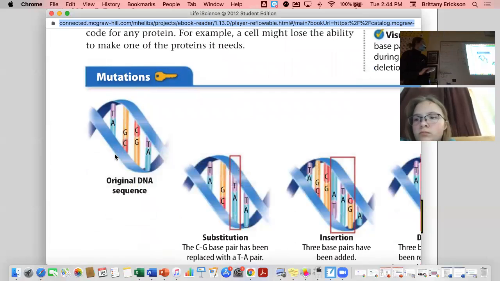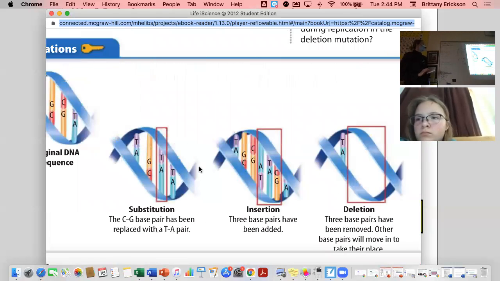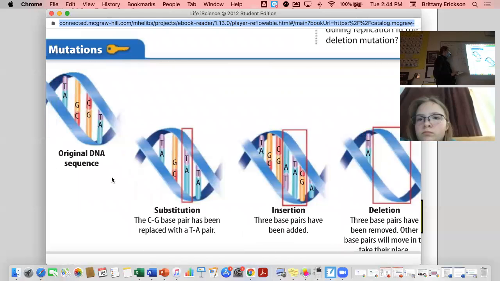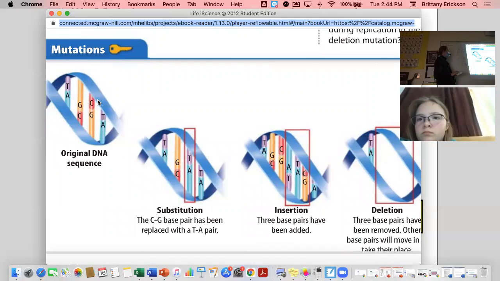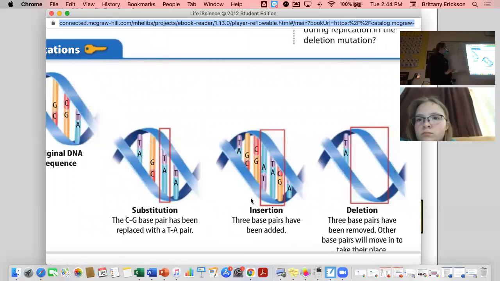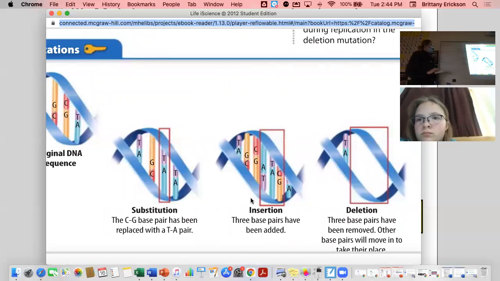So if we take a look at figure 17, I believe in your review guide, it says, what are the 4 types of mutations? It's a typo. There's only 3. So substitution, where we substitute one nucleotide for another. So it says the CG base pair has been replaced with an AT. So it looks like the original code was CG and it's now been changed to TA. Page 175. Insertion means that we add it in. Looks like they've added a couple base pairs here. And the deletion means you take it out and then everything shifts over.